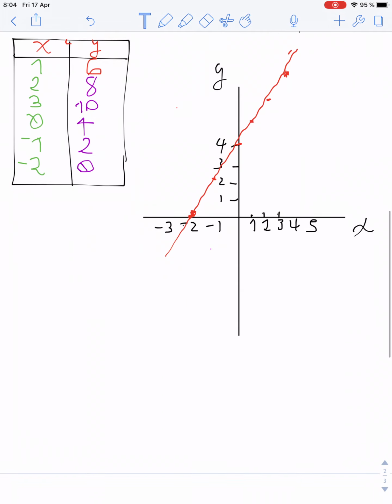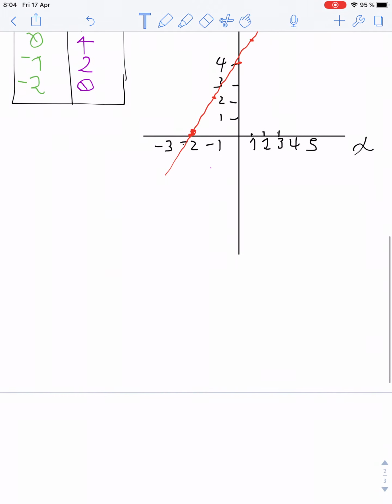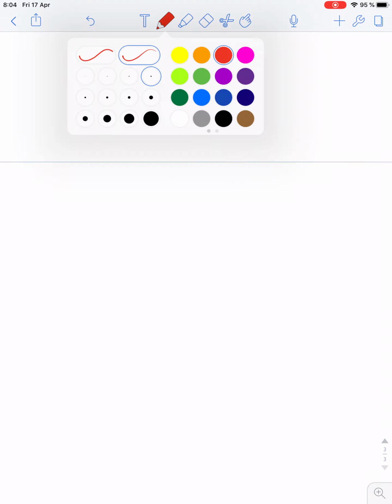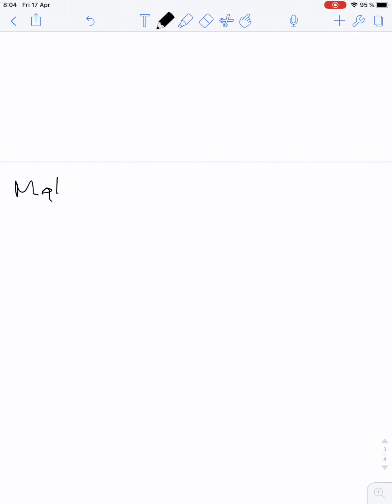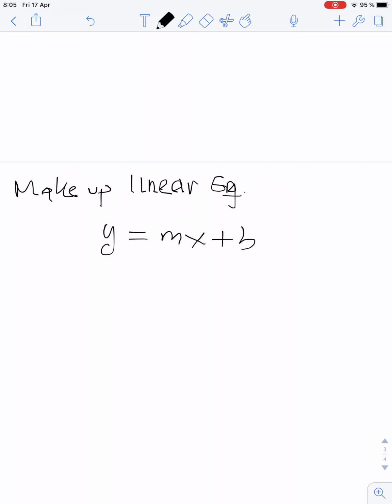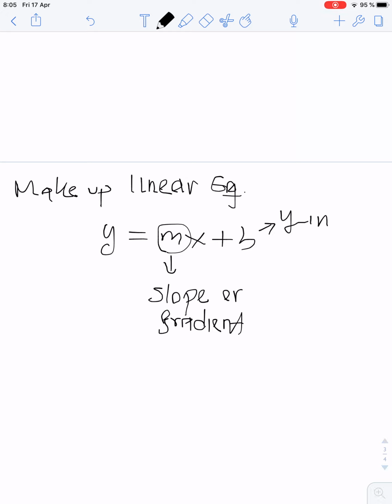Now we can also make a linear equation by having the different points that come from the linear equation. First, we need to recognize something about this structure. For example, the m is called slope or gradient, and the b is called y-intercept.